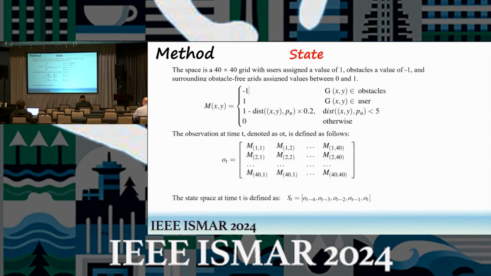The physical space is a 40 times 40 grid with obstacle marks as -1 and the user's position as 1. Grids around the user are assigned values between 0 and 1, decreasing with distance from the user. The user's state at time t is a vector combining the previous 5 observations to predict the future path.